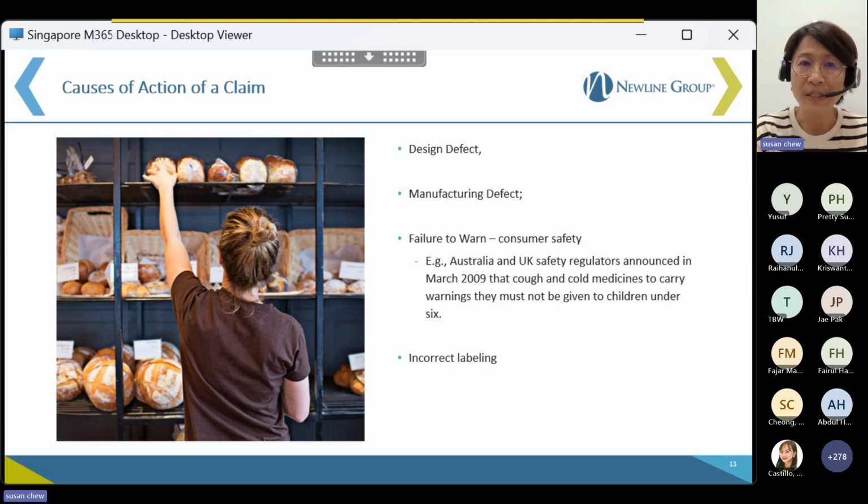So some of the causes of action of a claim under product liability, one obvious area would be, of course, the design. The design of the product fundamentally has been defective, which is why it's a danger to the user in consuming or using the product. There could also be the manufacturing defect.